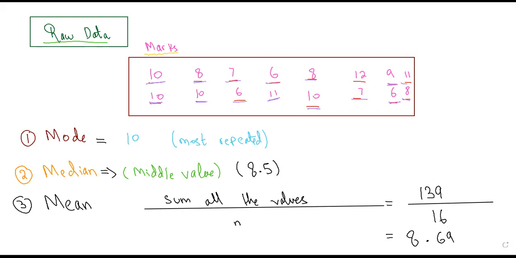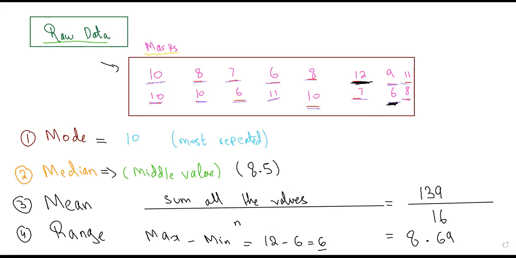Okay. So far we have discussed three things: mode, median, and mean. And then if I talk about the last thing, it is going to be the range. That's very simple. Range is basically maximum minus minimum. So what is the largest number? In the raw data, the largest number is 12. And what is the smallest number? What is the minimum number? It is 6. Okay. So for finding the range, I'll do 12 minus 6 and the answer is going to be 6. So 6 is the range.